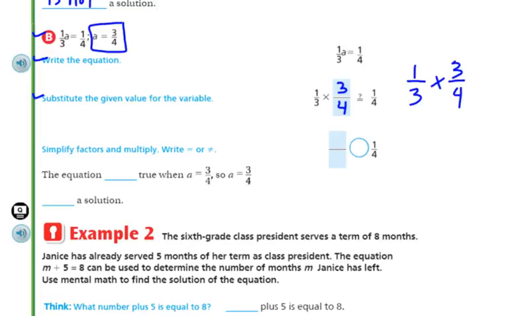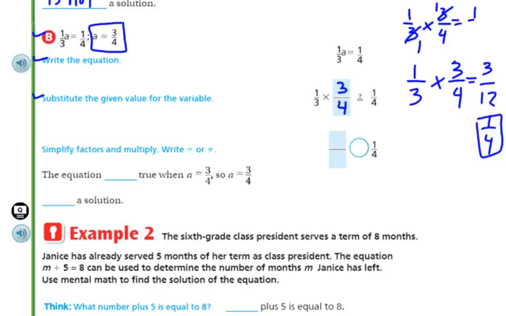I do have an option of just multiplying across. 1 times 3 is 3. 3 times 4 is 12. And then reducing that to a 1/4. Or I can take that 1/3 times 3/4 and divide out a 3 here, make it a 1. Divide out a 3 here, make it a 1, which gives me 1/4. Remember, we reduced fractions 2 different ways. We reduced within the problem, and we reduced after.